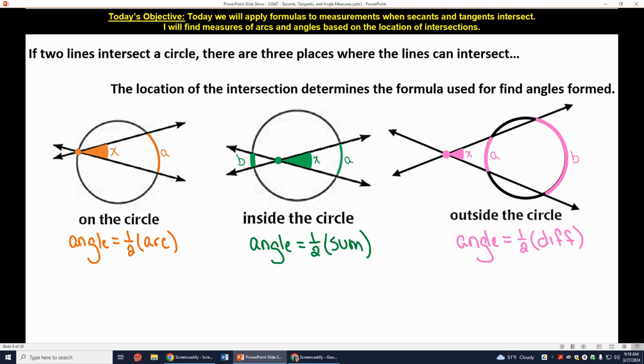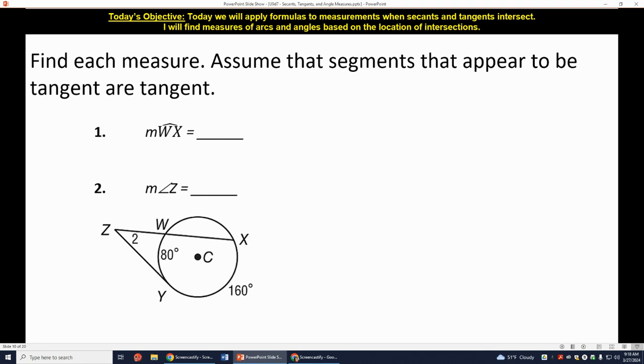Let's practice using everything we've learned today. We're going to find each measure, and we get to assume that segments that appear to be tangent are tangent. That's important to know. In this problem, number 1 asks, what is the measure of arc WX? If I look at W and X, arc WX will be the shortest distance because it's only 2 letters. We're not working with an angle, so we're not using one of the new formulas from today. But I can see I've used 80 degrees and 160 degrees out of the whole circle. So when I put those together, I end up with a total of 240 degrees.